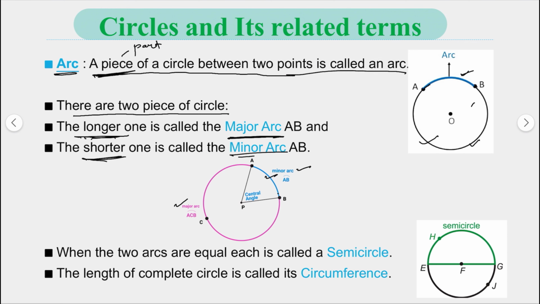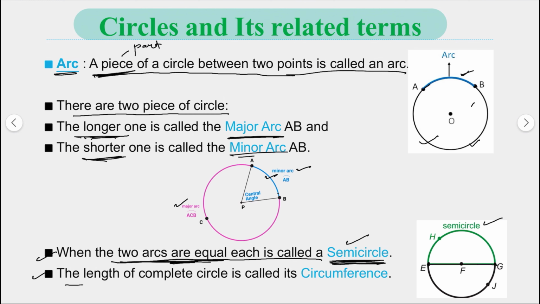Okay, next, when the 2 arcs are equal, each is called a semicircle. If we mark the diameter, that will divide the circle into 2 equal parts, and each one will be known as a semicircle. When the 2 arcs are equal, each is called a semicircle. If they are unequal in length, the shorter one will be called the minor arc and the longer one will be called the major arc. But if both arcs are equal, then each will be called a semicircle, that is, half of the circle.